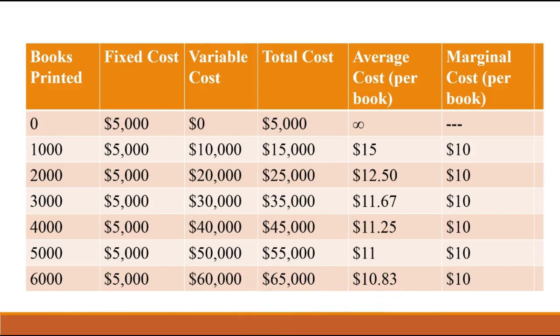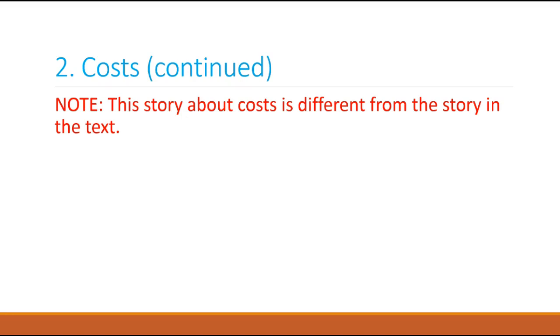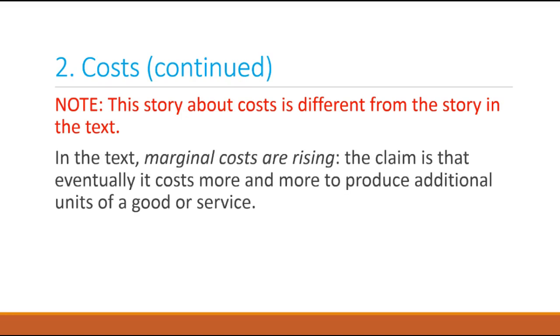Okay. I just want to mention that this story that I've told about costs is different from the story that's in the textbook. So I'll just make a brief comment about that. In the text, marginal costs are rising. The claim that the textbook makes is that it eventually costs more and more to produce an additional unit of the firm's product.